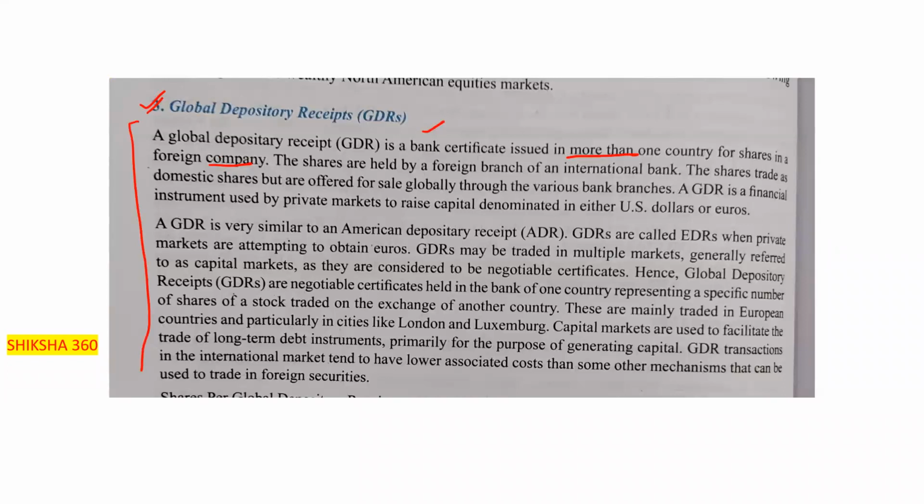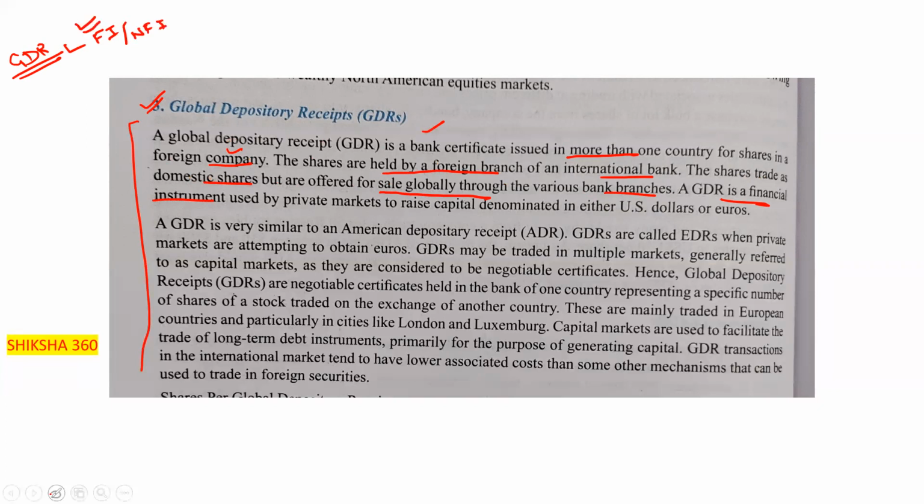A Global Depository Receipt is a bank certificate issued in more than one country for shares in a foreign company. The shares are held by the foreign branch of an international bank. The shares trade as domestic shares, but are offered for sale globally through various bank branches. So a GDR is a financial instrument.